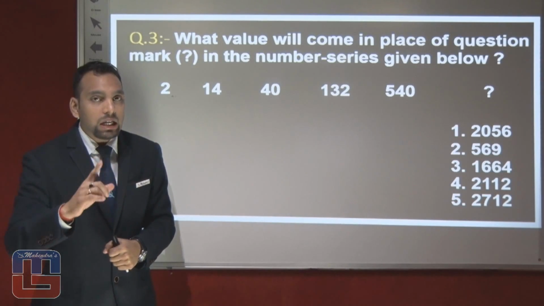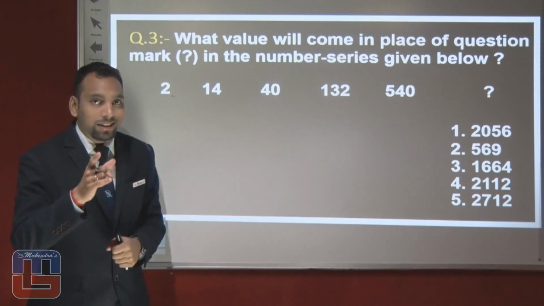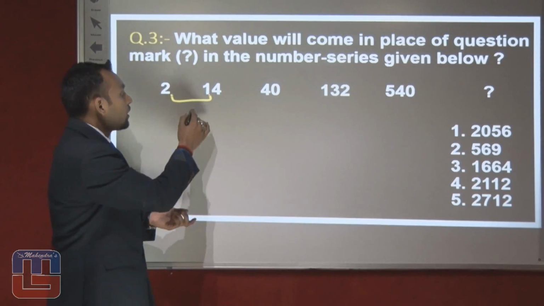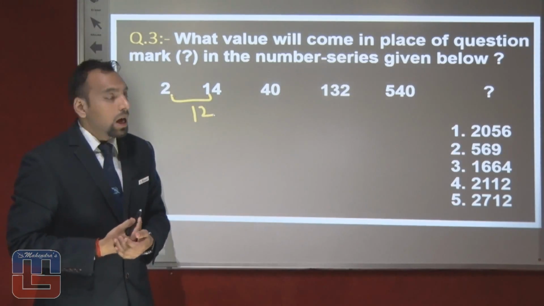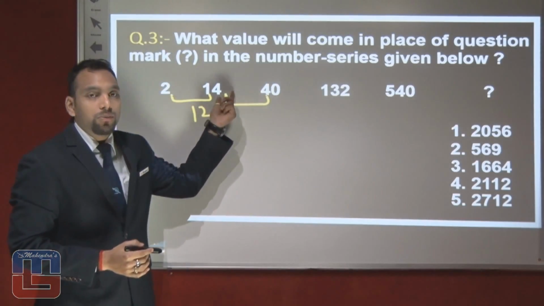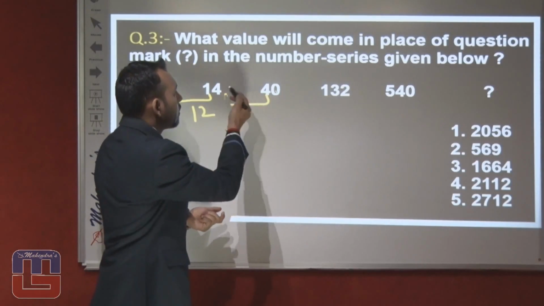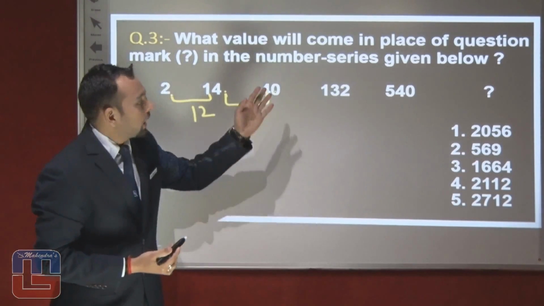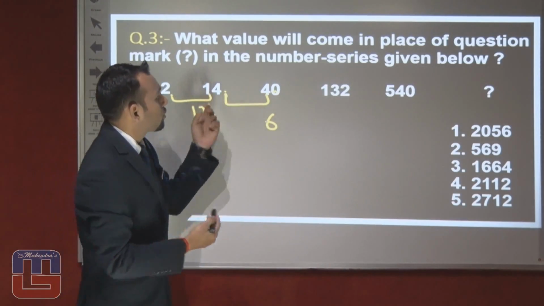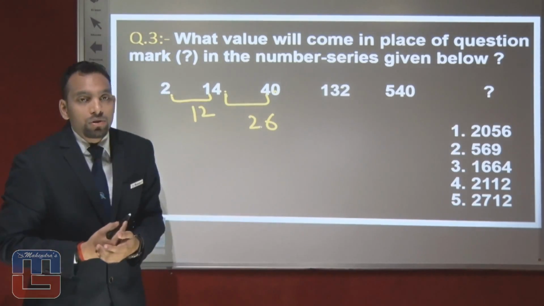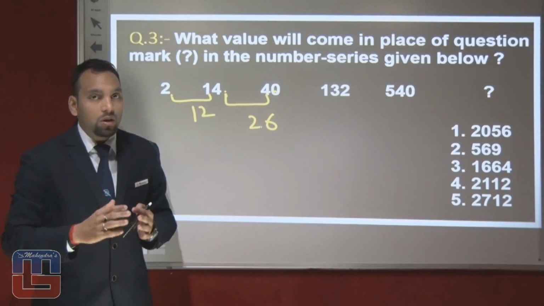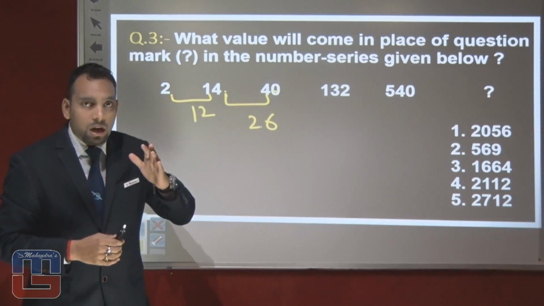Now see, again I am saying you have to check the difference. Firstly, check the difference between these two numbers. The difference is 12, and here the difference is, if you subtract 14 from 40, you will get how much? Now see, 10 minus 4 you will get 6, and 3 minus 1 you will get 2. So here the difference is 12 and here the difference is 26. So we are not getting anything. How will we solve?